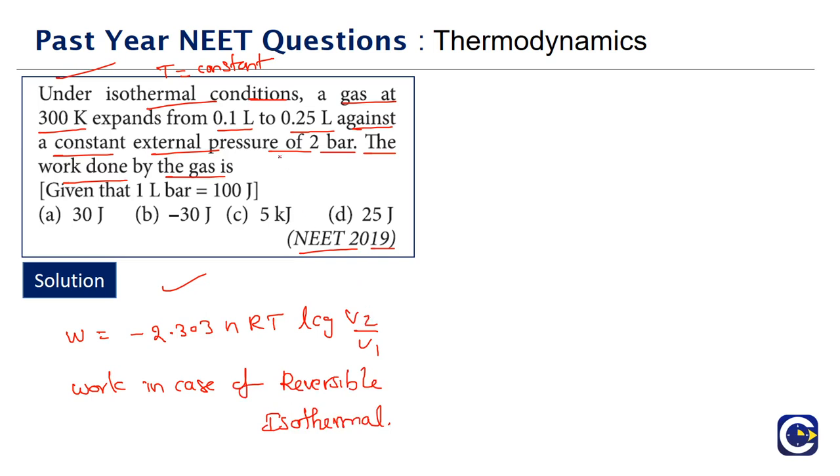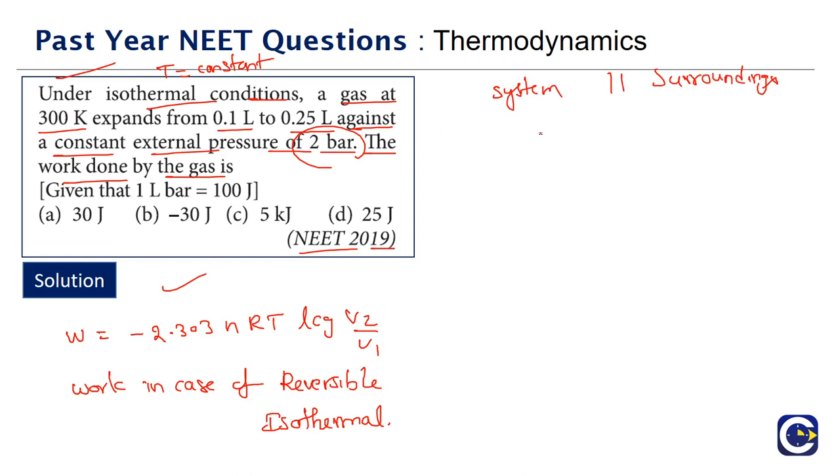And here if you look at it, it is isothermal, temperature is constant, but it is expanding against a constant external pressure of 2 bar. Now what does isothermal mean? Isothermal means system properties and the surrounding properties must always be almost equal to each other. That is what we look at as the condition for the reversible.